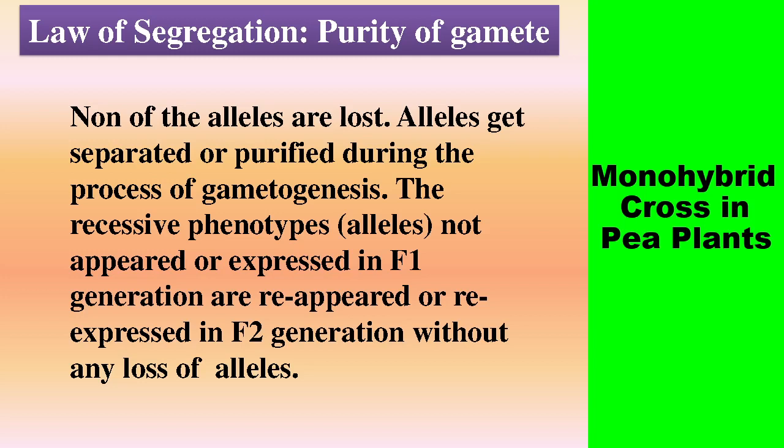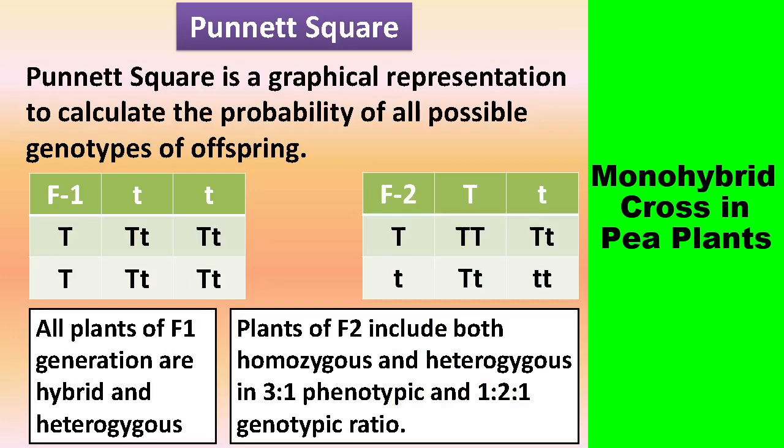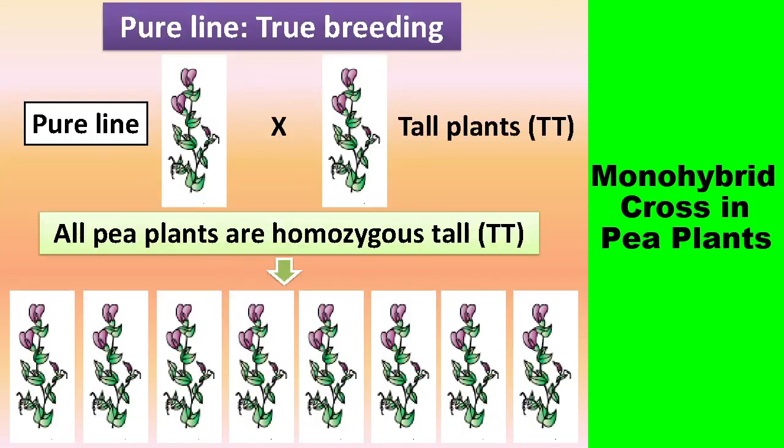Now, the second law is known as the law of segregation or purity of gametes. According to this law, none of the alleles are lost. Alleles get separated or purified during the process of gametogenesis. The recessive phenotypes, that are the alleles not expressed in the F1 generation, are re-expressed in the F2 generation without any loss of alleles. So this was the monohybrid cross which was conducted by Mendel.